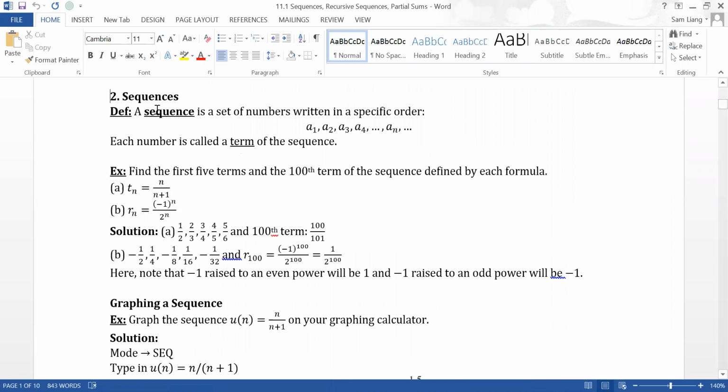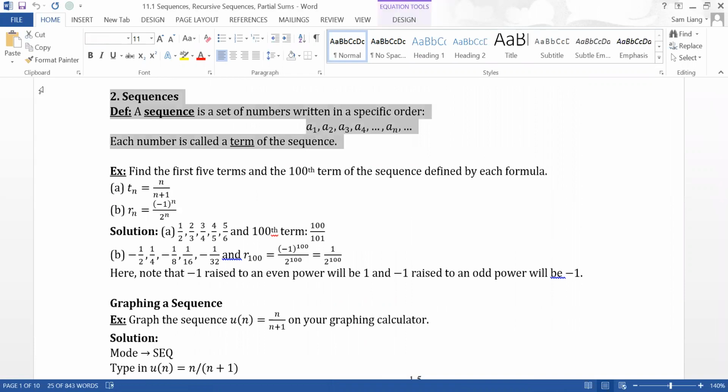Could I get a volunteer to read this, please? All right, we'll go to Asani. A sequence is a set of numbers written in a specific order, A1, A2, A3, A4 to AN. Each number is called a term of the sequence. Okay, thank you for that.